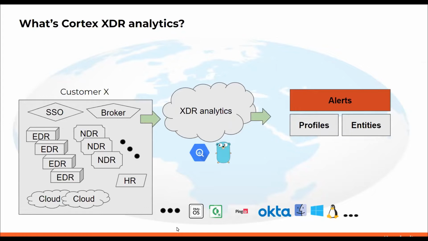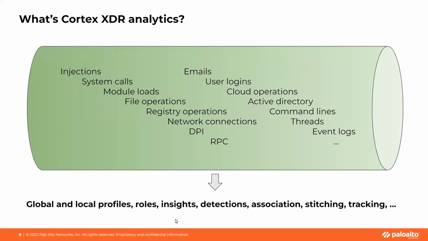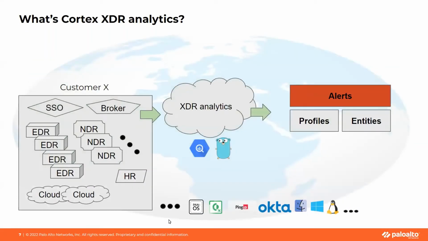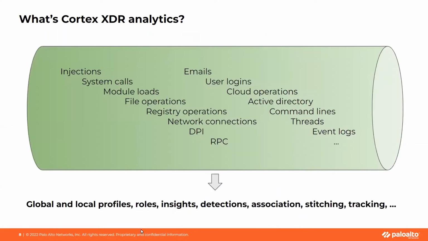This data is sent to a highly scalable XDR analytics cloud that's based on Google BigQuery and Go. Inside the cloud, the data is ingested in various ways. More on this later. But going through the analytics engine, we learn profiles and entities and raise analytics alerts that are based on the data that we learn from it. Yeah, we can move on to the next slide.